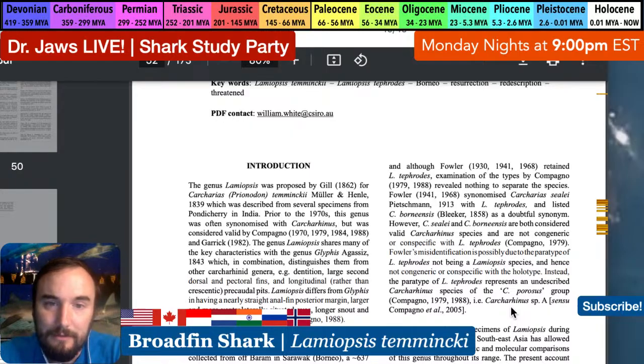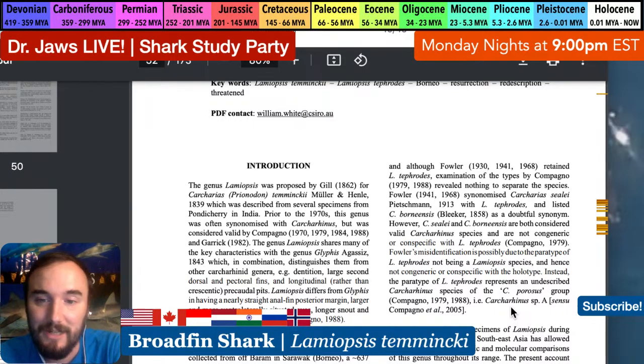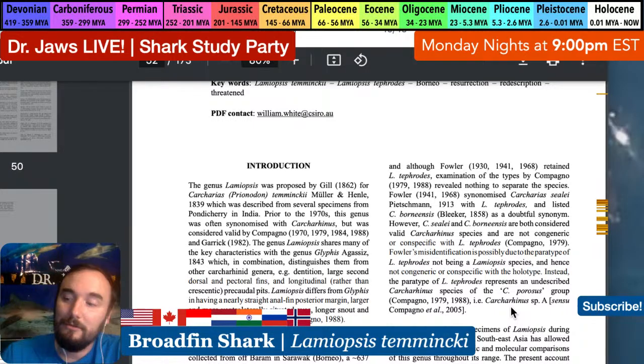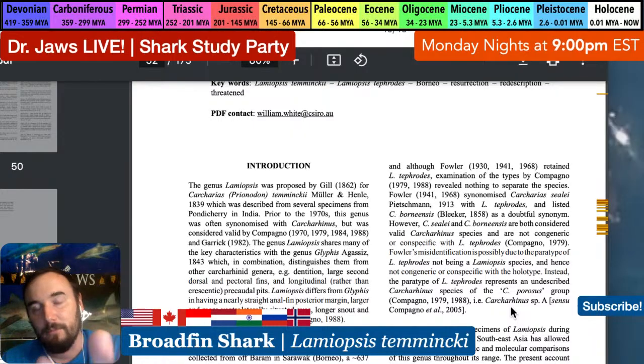So a scientist, Fowler, thought he described a new species in the genus Lamopsis, realized that he didn't, but then accidentally did in the genus Carcharinus. So he did describe a new species of shark, but it's in a completely different genus, and we still don't know what kind of shark that is. So that's actually really funny and really cool. So he described a new shark, and also has a specimen of the broadfin shark.